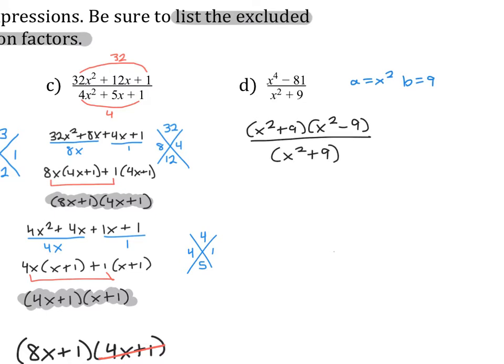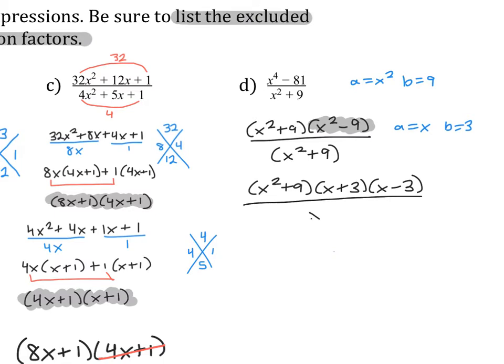And then from here, we can actually factor this a little bit more. We can actually do difference of two squares again. So our A value is x, and our B value is 3. So this leaves us with x squared plus 9, which remember there's no such thing as sum of two squares, times x plus 3 times x minus 3, all over x squared plus 9.